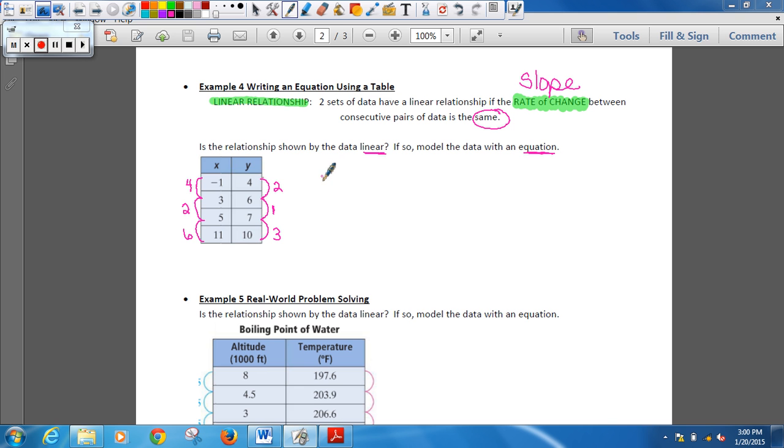Then to compare them, remember the slope is y over x. So the difference in the y, 2 over 4, that one reduces to 1/2. Is that equal to 1 over 2? Yes, it is. Those are the same. Then I check the third one here, y over x, 3 over 6. That also reduces to 1/2. So is the relationship shown by the data linear? Yes, it's linear. And write the equation.